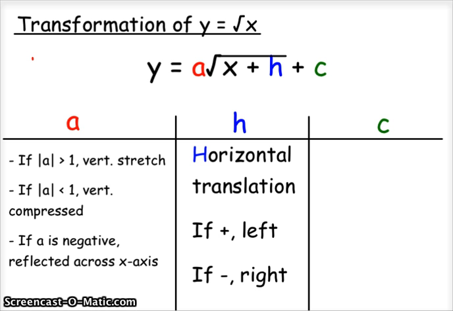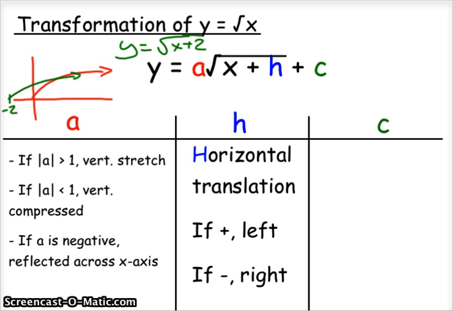So for example, start with my parent function. If this h term was a positive number, let's say our equation was y equals the square root of x plus 2, again a positive number, that's actually going to move our graph left. It's going towards negative, so it's actually going to start here at -2 and then go that way. Likewise, if it's a negative number, it'll actually move the graph right, and we'll be starting at a positive number.